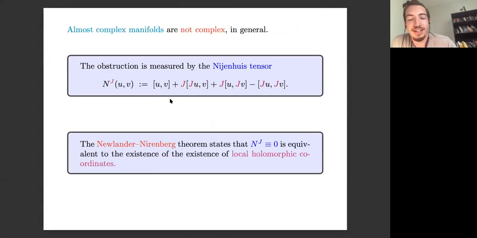Sorry. So the Newlander-Nirenberg theorem states that if this Nijenhuis tensor vanishes identically, then that's equivalent to the existence of local holomorphic coordinates. So if we have an almost complex structure such that the Nijenhuis tensor is vanishing identically, that is what could define a complex manifold.